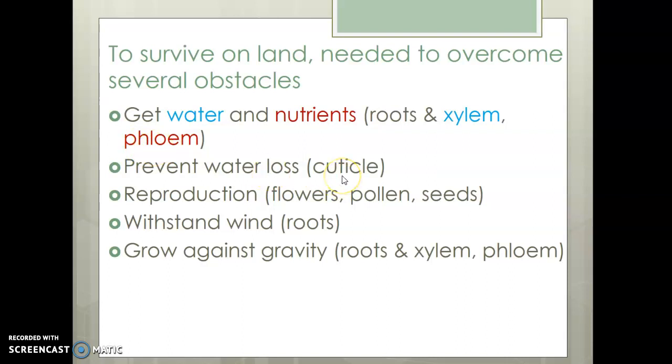They also have a substance called a cuticle, which is like a waxy protective layer on leaves that helps prevent losing water. Plants had to figure out how to reproduce, and so next week we'll talk about flowers and pollen and seeds. They have roots to help them withstand wind and to grow against gravity.